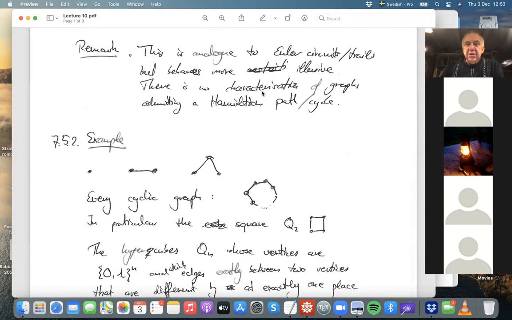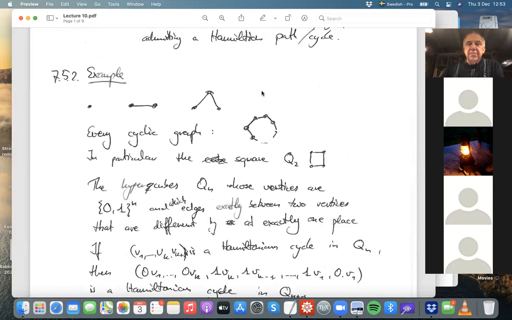Okay, so let me do some simple examples. Small graphs are of course Hamiltonian. And now if we have a cycle, for example, of any length, just vertices on a circle and edges connecting two consecutive vertices, this is obviously a Hamiltonian graph. We go around, we visit each vertex once.